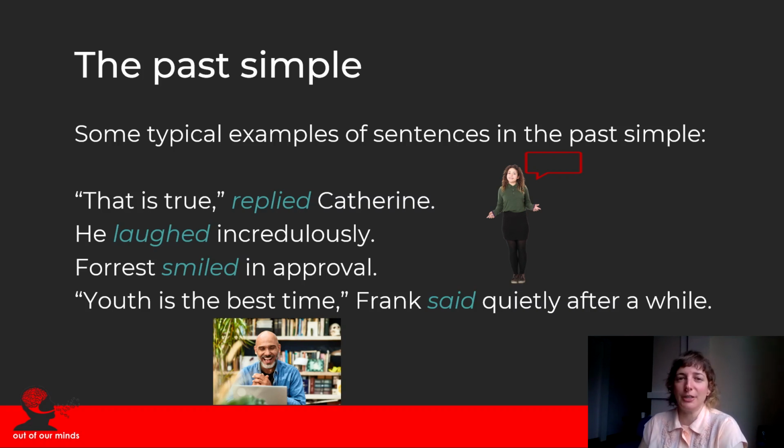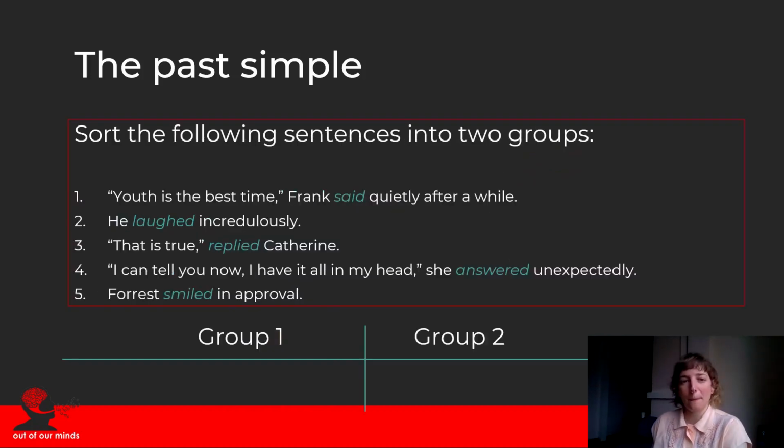I mentioned in the first video that reply or replied is a very common verb in the past simple. There are also other verbs which are somewhat similar to reply that you can find in the past simple very often, which means that if you spot these verbs, chances are they will be in the past simple. And in order to explore this a bit further, I suggest that we do another exercise like we did earlier.